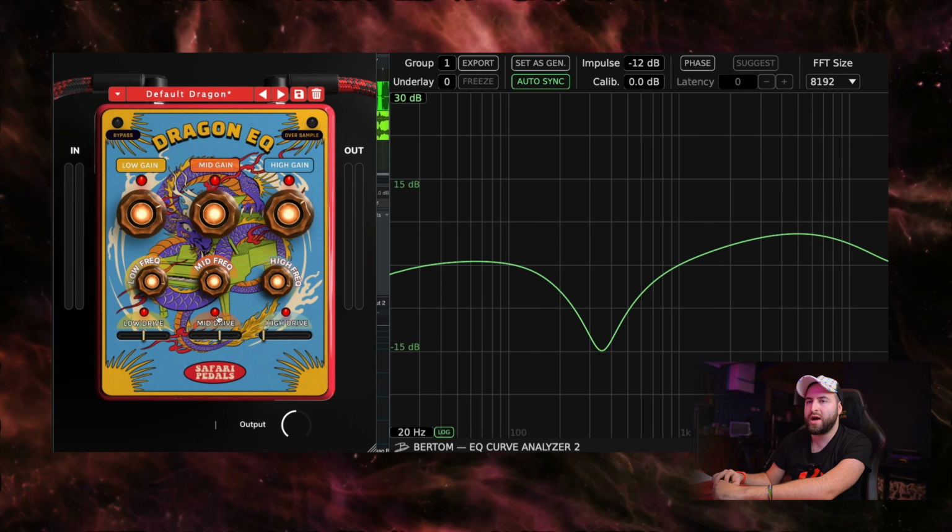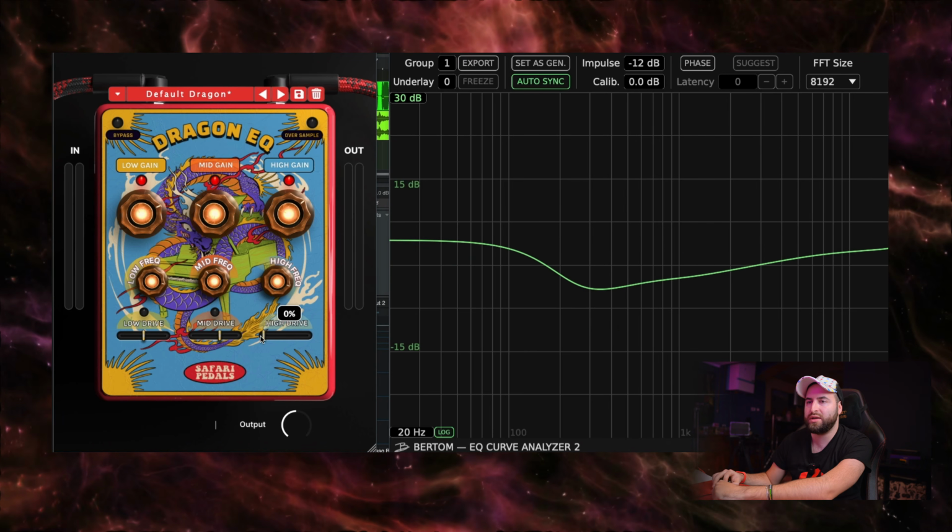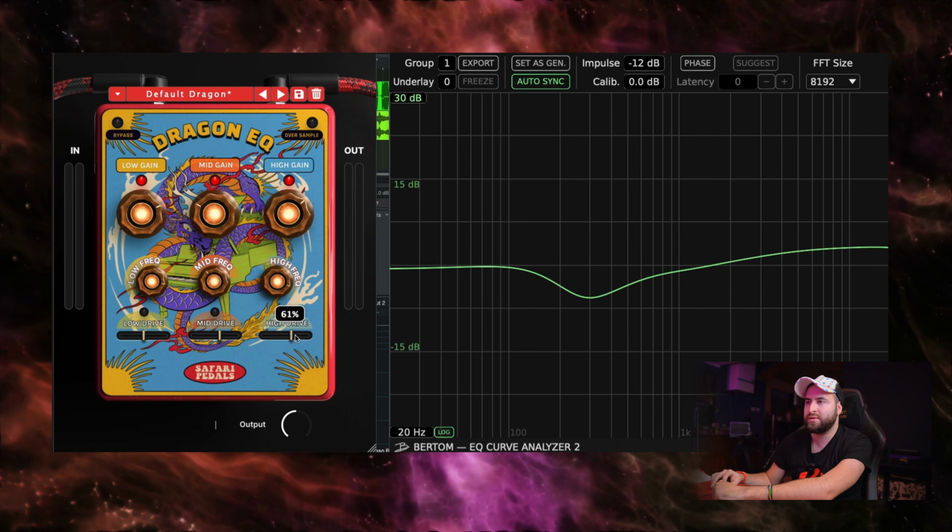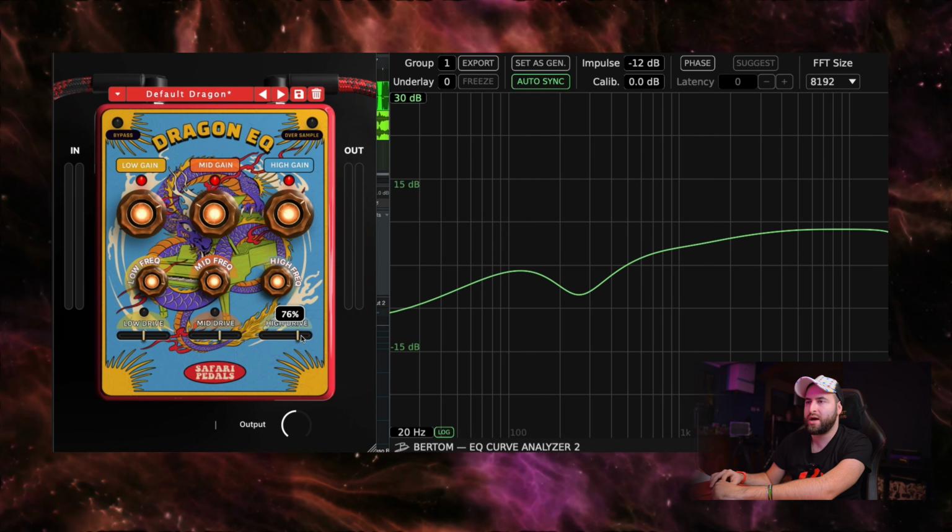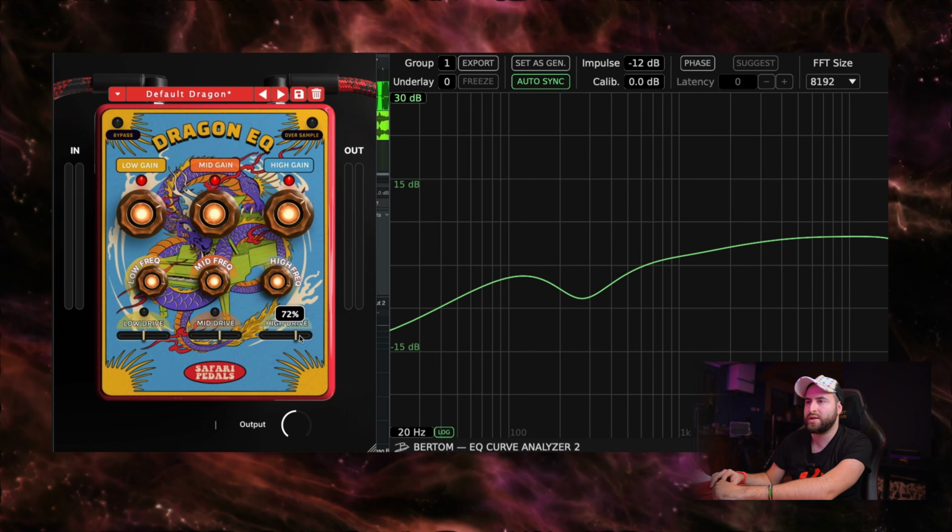Really interesting. Now with the high drive, let's see only the high drive, how it behaves. Oh yeah. Also here, really interesting.